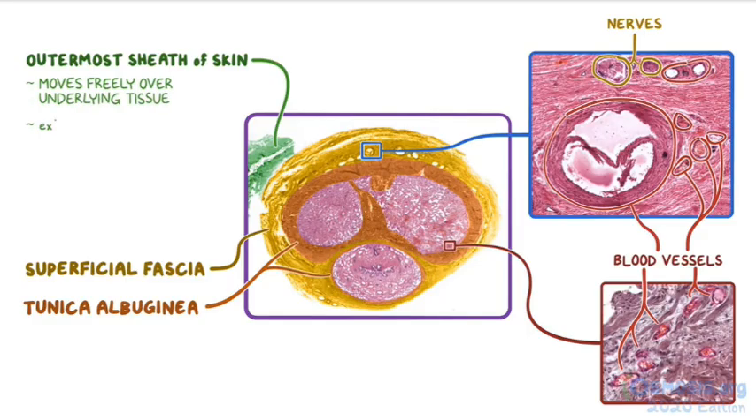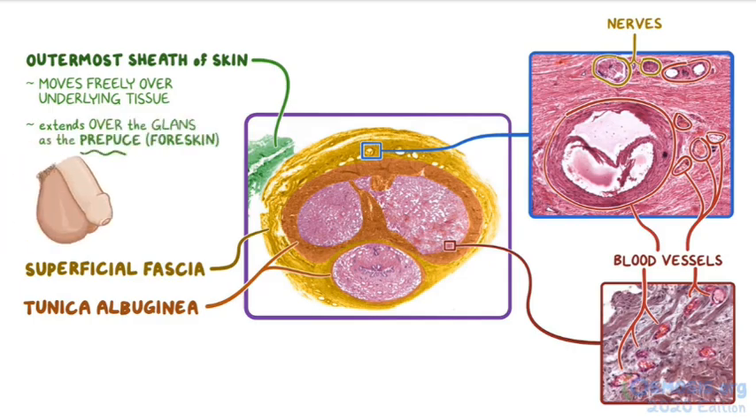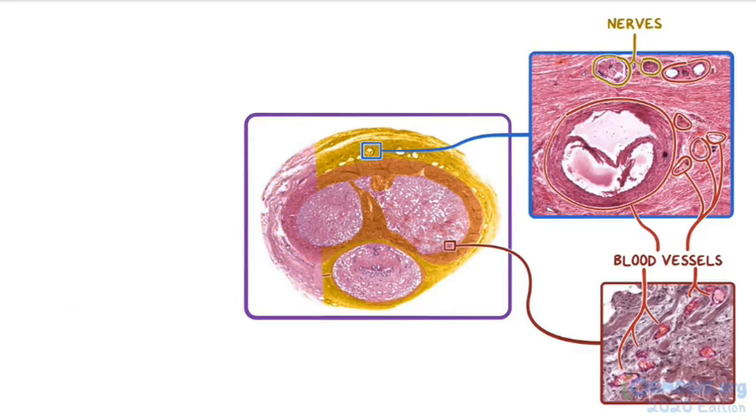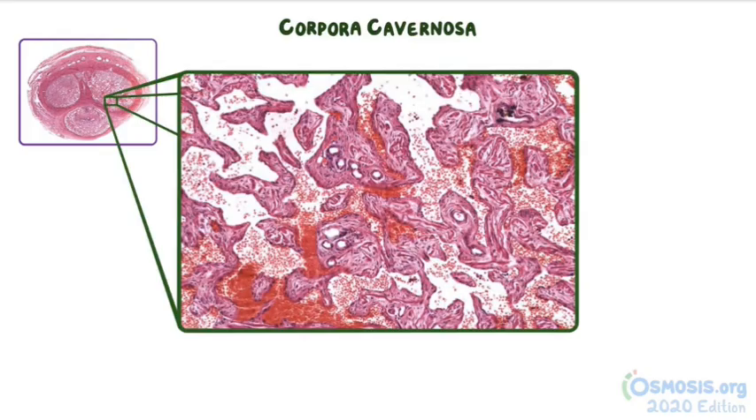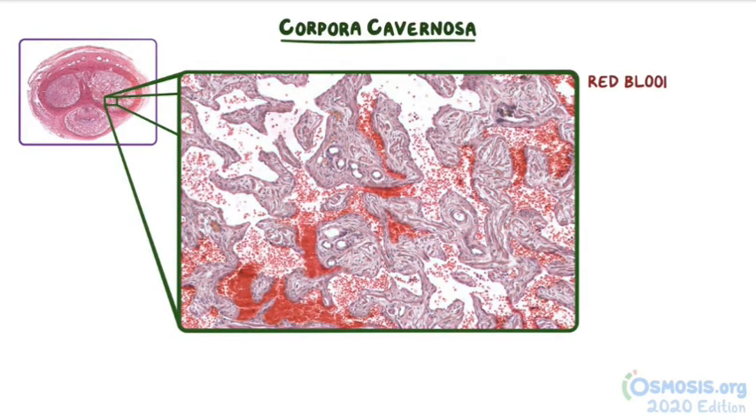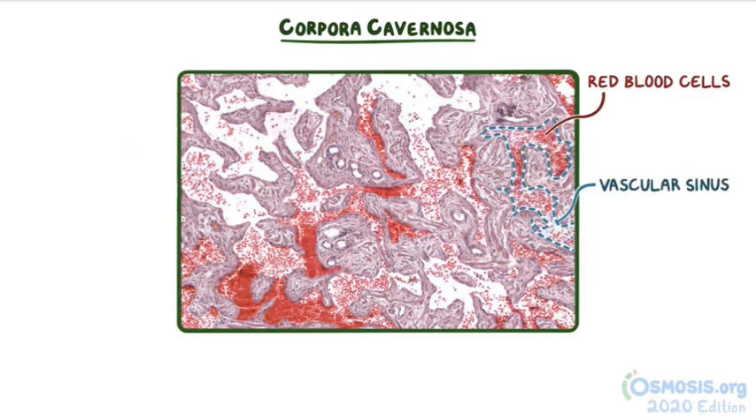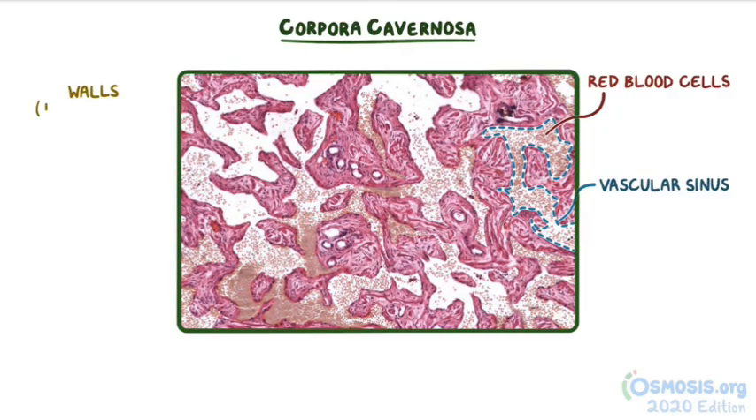Unless circumcised, it extends over the glans as the prepuce, or foreskin, which acts as a retractable protective fold of skin. If we take a closer look at the corpora cavernosa at 10 times magnification, we can see that the tissue is highly vascular, with a lot of red blood cells visible within the wide and irregularly shaped vascular sinuses. These sinuses are surrounded by walls or trabeculae that contain mostly elastic connective tissue and smooth muscle.